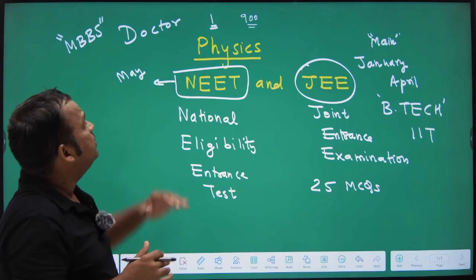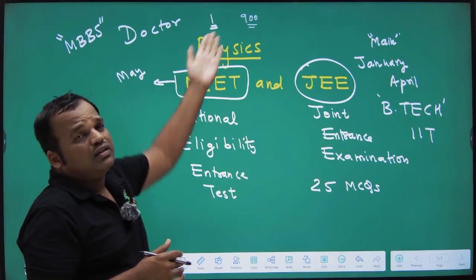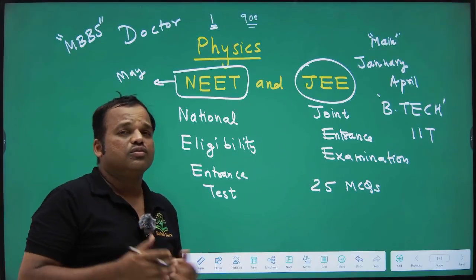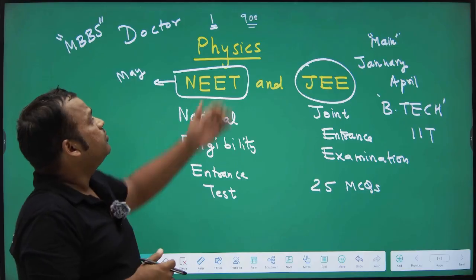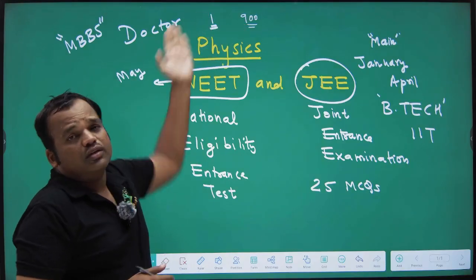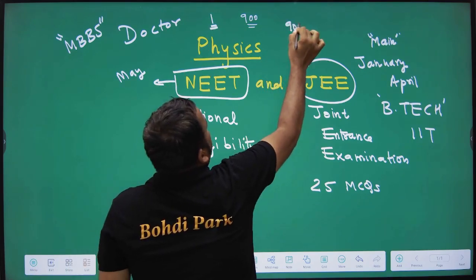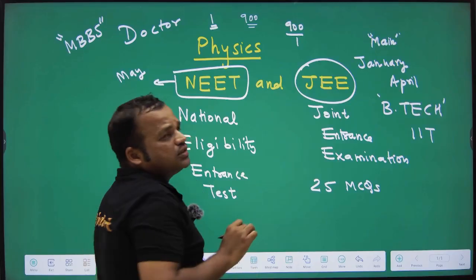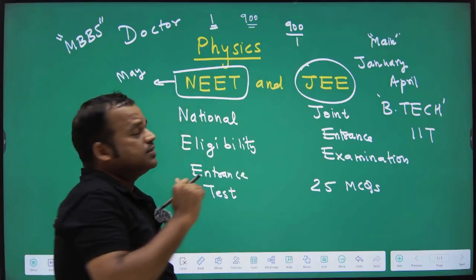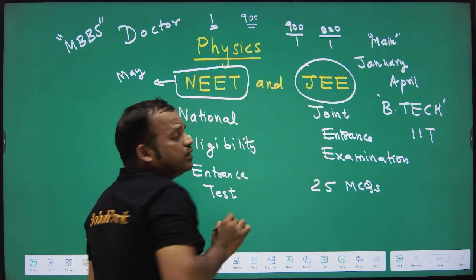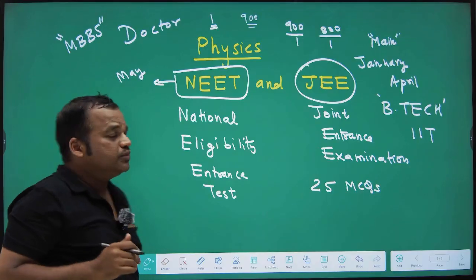It should be around maybe for 500 population, maybe one doctor is there, but that is not easy to make. Maybe for 800 population, one doctor is there. So this ratio 900 divided by 1, this ratio should decrease. So it can be 800 population and one doctor. So this ratio should decrease.